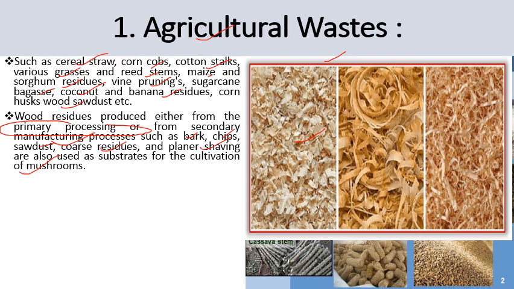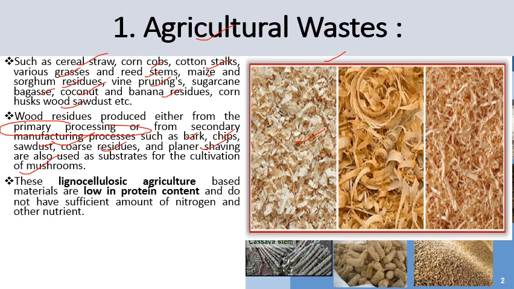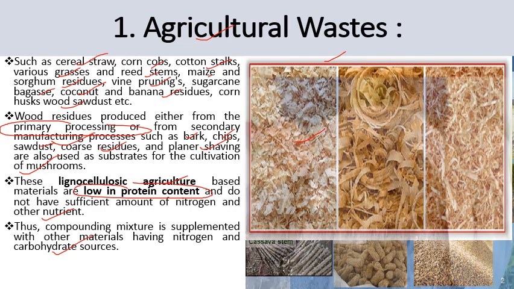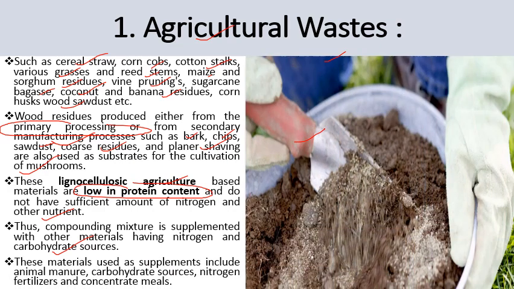But there is one problem: this waste is poor in nitrogen, or basically we can say it contains poor content of proteins and carbohydrates. So these lignocellulosic agriculture based materials are low in protein content and do not have sufficient amount of nitrogen and other nutrients. So we have to supplement the mixture with other materials having nitrogen and carbohydrate source along with this agricultural waste. These materials used as supplements include animal manure, carbohydrate source, nitrogen fertilizer, and concentrate meals. So we have to add some external source of nitrogen.